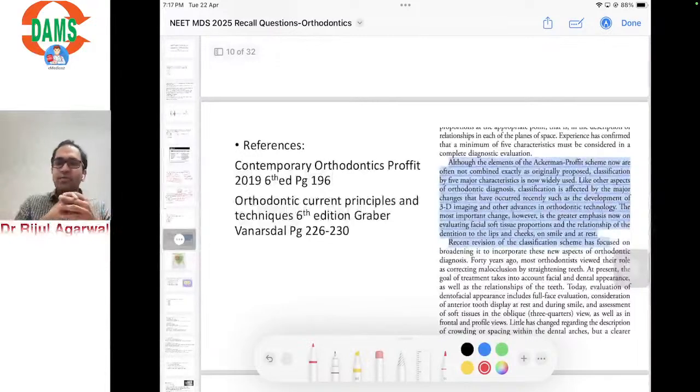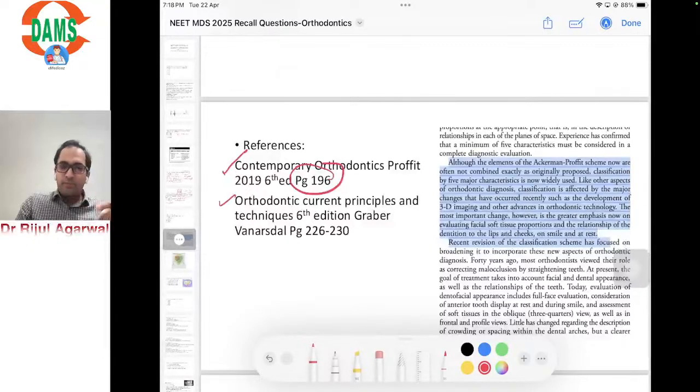So as I was telling, profile comes first, not alignment. I am not saying these two standard textbooks are the same. The references I have mentioned here with page number and edition, you can very well check and verify with these three books. First is a very standard book of Orthodontics by William Proffit, 6th edition, which is the latest edition released in 2019. The page number is 196.